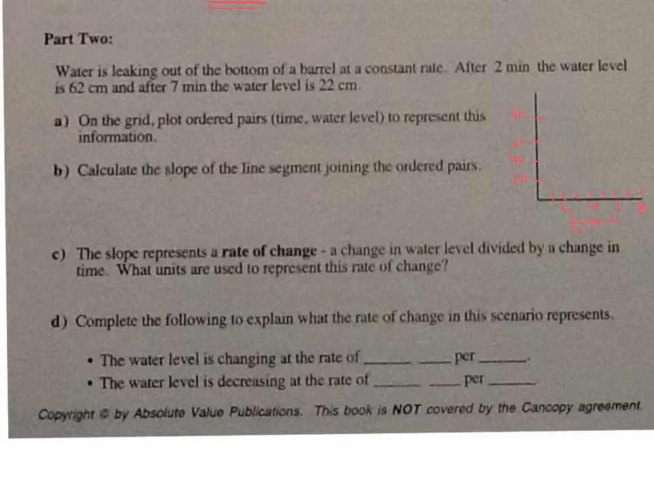Okay, it's pretty rough. The first point is going to be at 2 minutes. It's about 62. So let's see if I can put a dot there, okay? And then after 7 minutes, it's down to 22. Okay. Now that we have 2 dots, you can join them and create a slope.